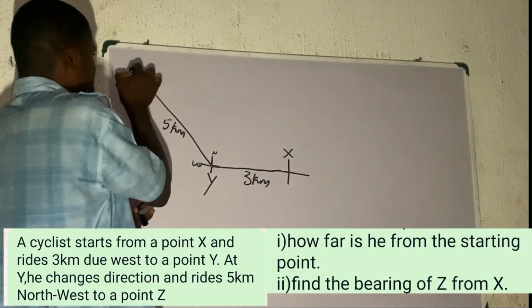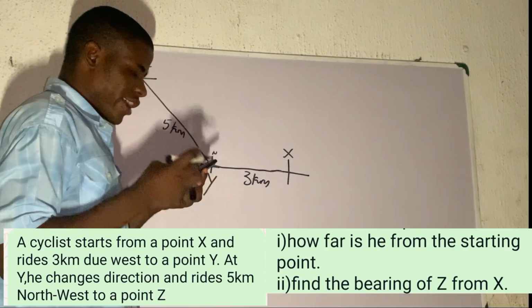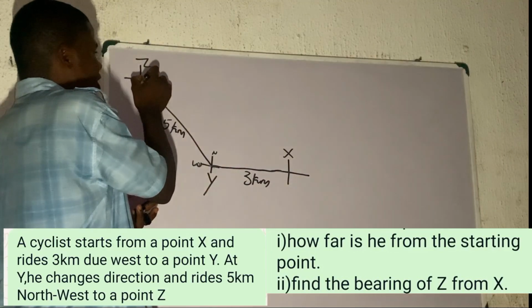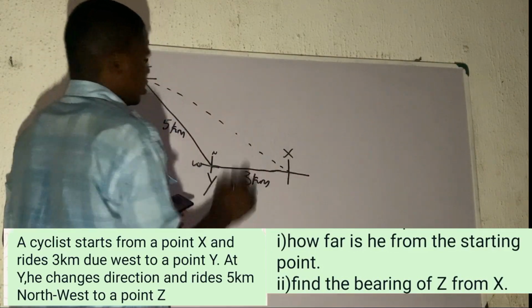So look at the cardinal point for Z. Does it make sense? Hope you're understanding. Very good. So how far is he from the starting point? Now the cyclist is now here. So how far is he from the point he started? That's what they are saying.